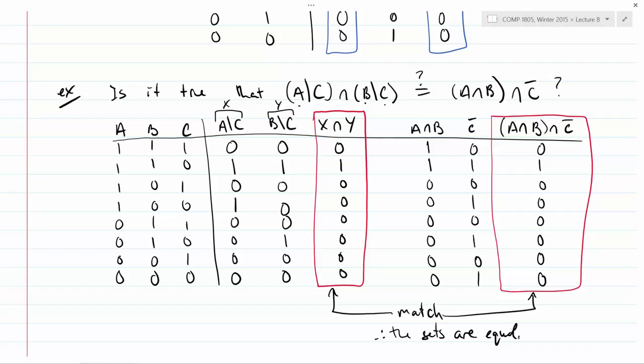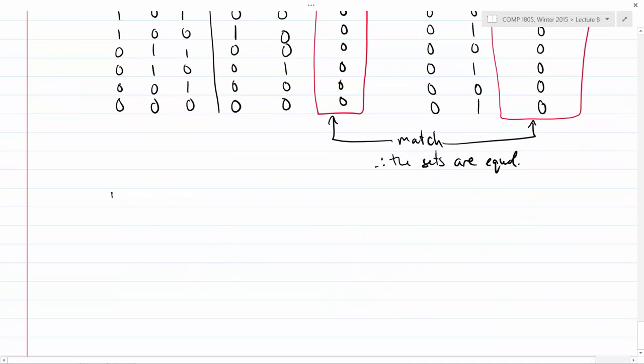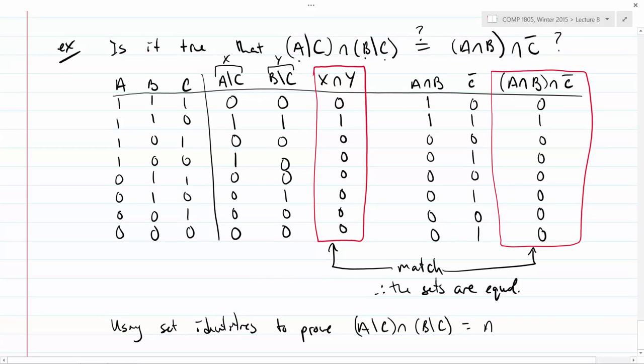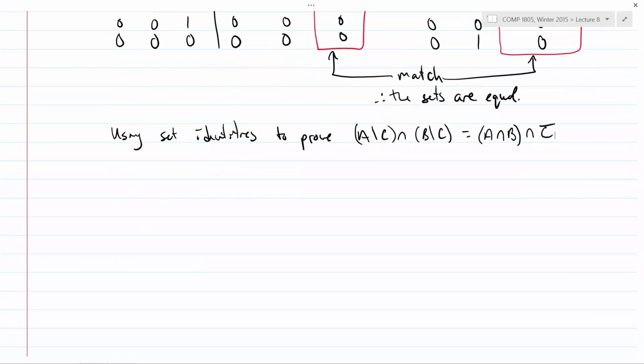All right, so this took a somewhat considerable amount of time. I could also do it using set identities. So remember, what I'm trying to prove is that what? That A minus C intersect B minus C is equal to A intersect B intersect C complement. Okay, so the way to prove that this equality is true is you start on one side and you work your way to the other side. So I'll start on the left side with A minus C intersect B minus C.